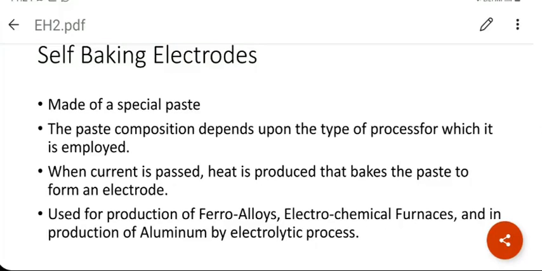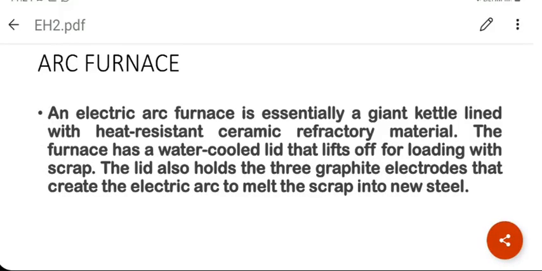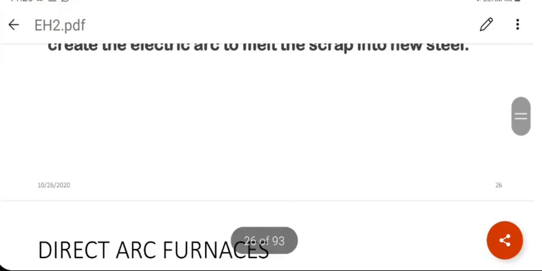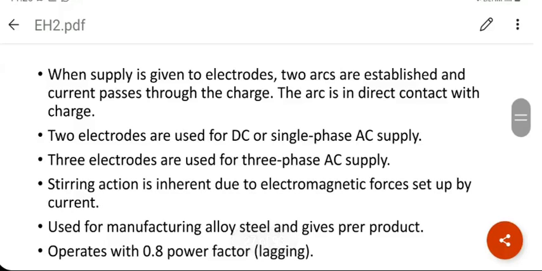Don't worry too much about remembering details. Just get a bigger picture. Now, arc furnace is obviously depending on production of arc inside a furnace. It's a giant kettle lined with heat resistance material. A lot of practical details here. You may not appreciate everything. Someday when you will see an arc furnace in industry, then you will appreciate how much work is there in designing it. At least you should be aware of these words, if nothing else.